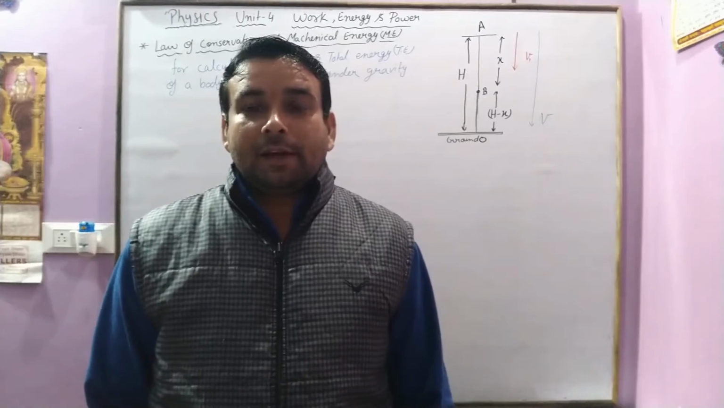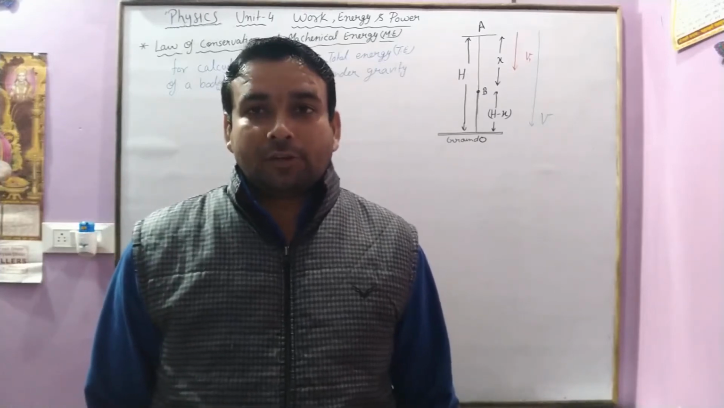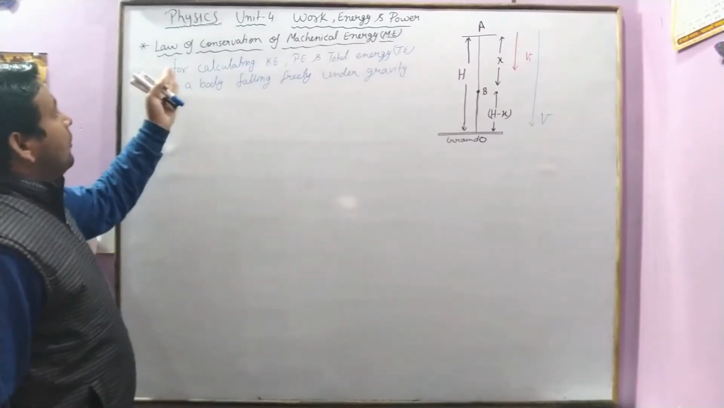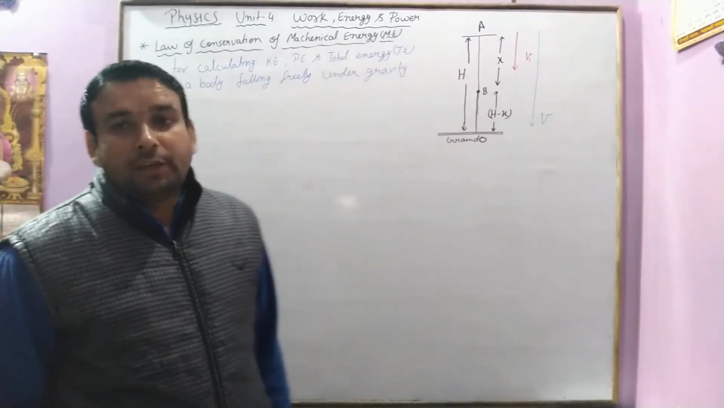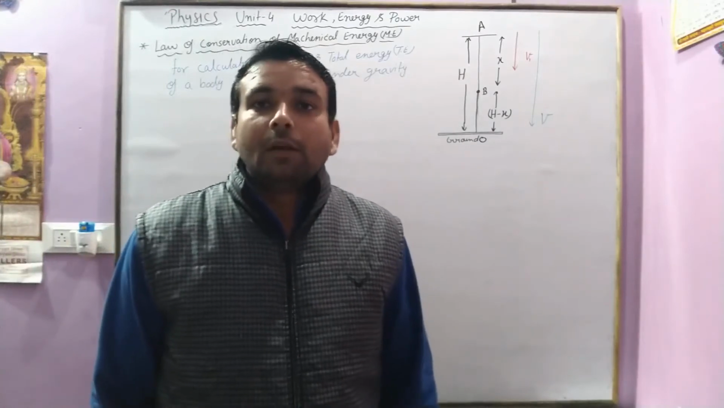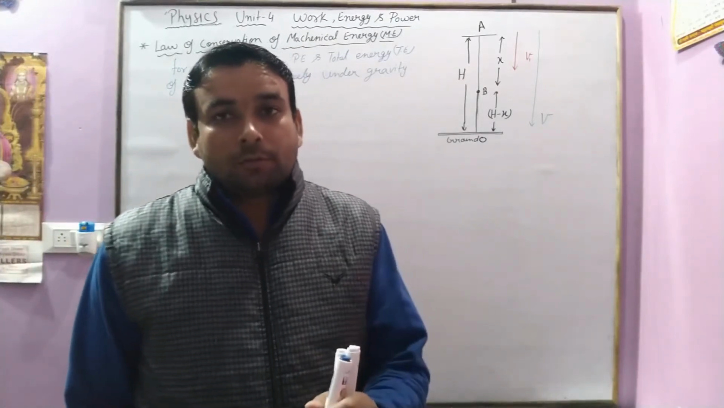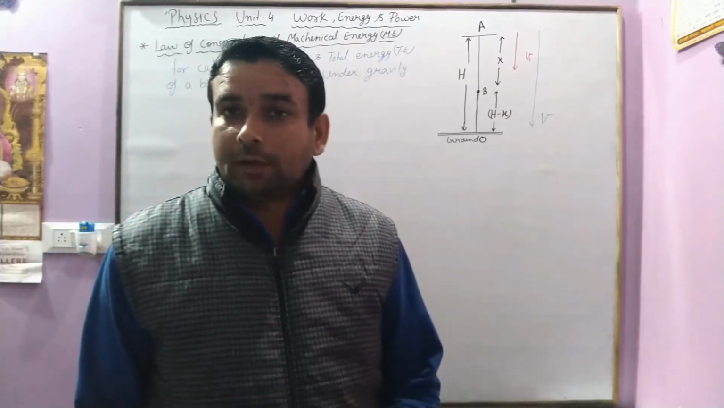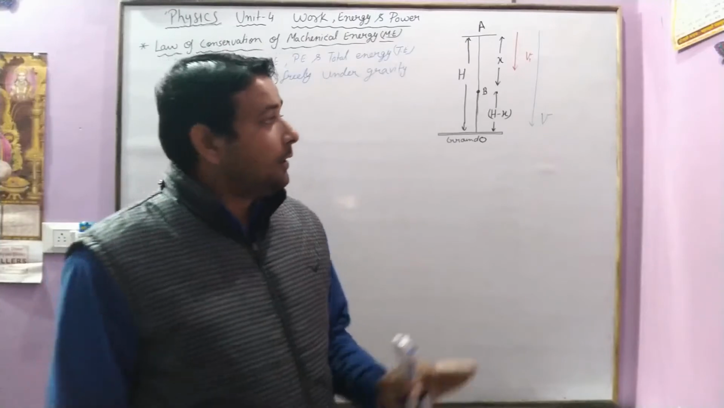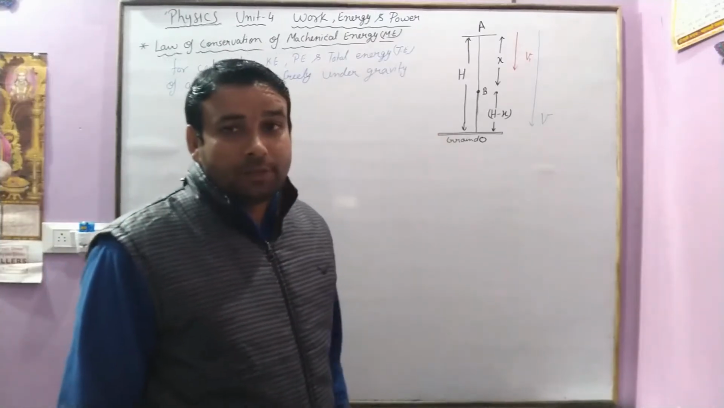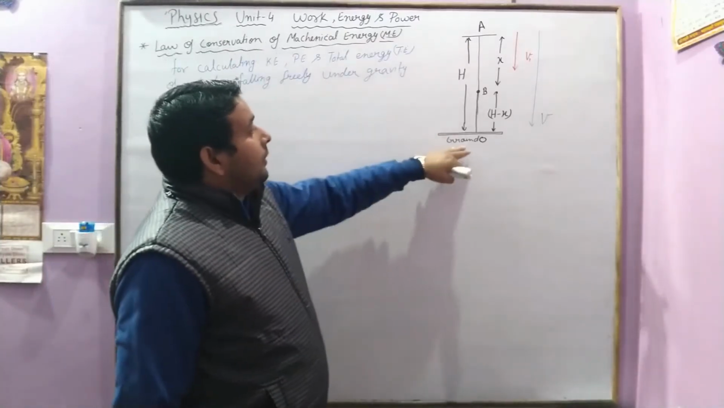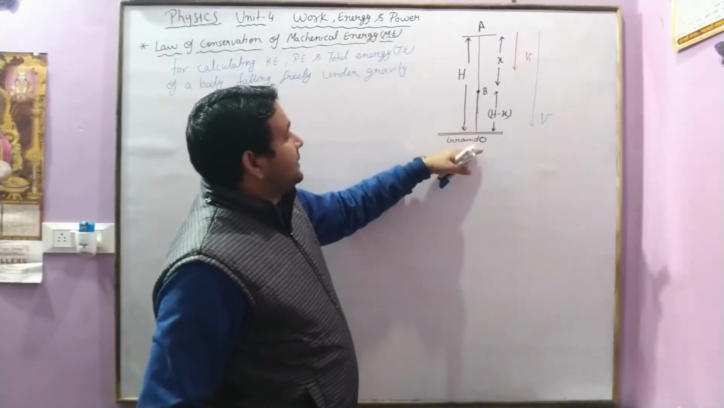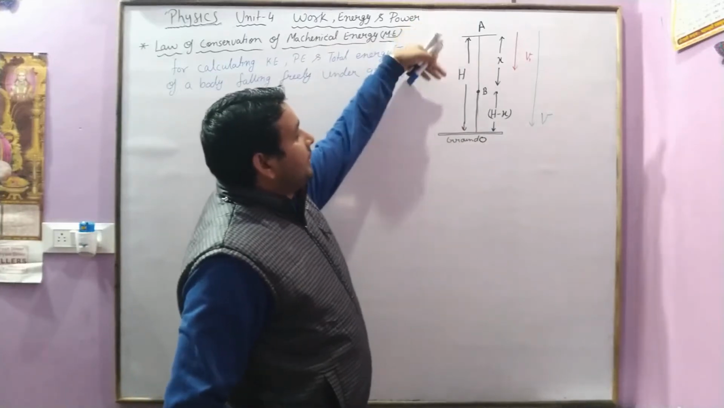Students, in class 11 physics, our today's lecture is on the topic law of conservation of mechanical energy in unit 4. To find the law of conservation of mechanical energy, take the example of an object initially at O, displaced by a certain height, let's say h, till point A, and placed at this height.